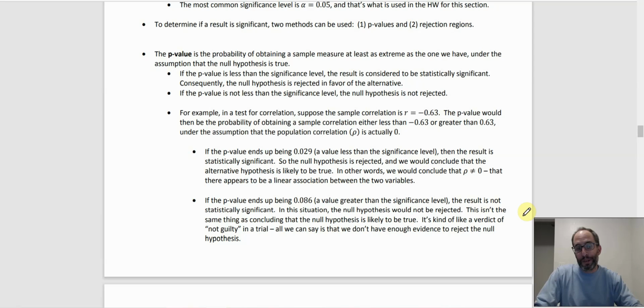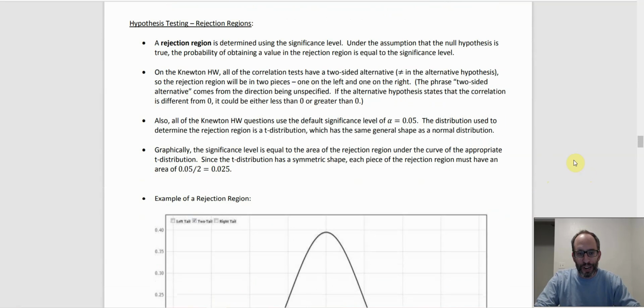All right, so that's how you would do it with a p-value. The conclusions are kind of similar for a rejection region, but the way that you get there looks a little bit different. So, rejection regions. This is another one of those things where the phrase rejection region doesn't actually show up in the homework, but it's what you're actually doing.